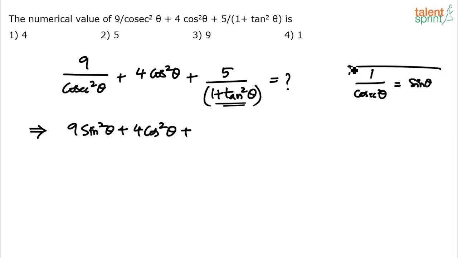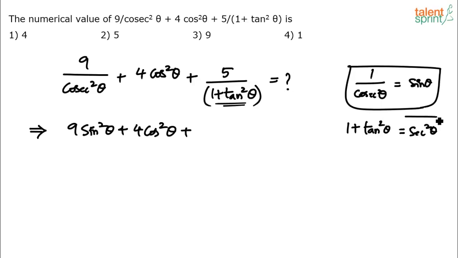So 1 by cosecant square theta will be sine square theta. Now next, in the denominator we've got 1 plus tan square theta. You know that 1 plus tan square theta is secant square theta, yes or no? Secant square theta minus tan square theta equals 1, right? So 1 plus tan square theta will be equal to secant square theta. So this will become 5 by secant square theta.